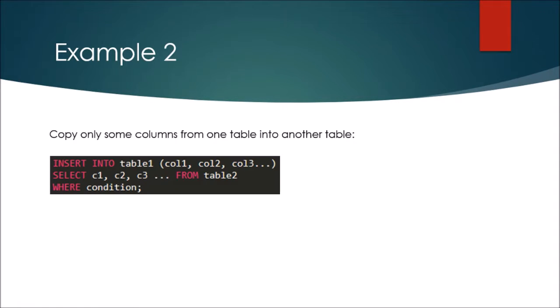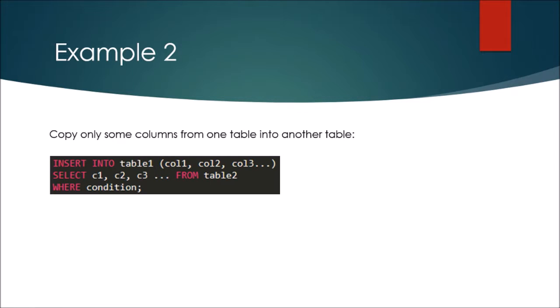In our second example, we have the code insert into table 1, column 2, column 3, select C1, C2, C3 from table 2. And what this is going to do is it's only going to copy some columns from table 2 and insert those into table 1. Some big things here is that the number of columns you're inserting into has to match the number of columns you're selecting from. And again, the data types must match. So C1's data type must match column 1's data type, or else you will get an error.